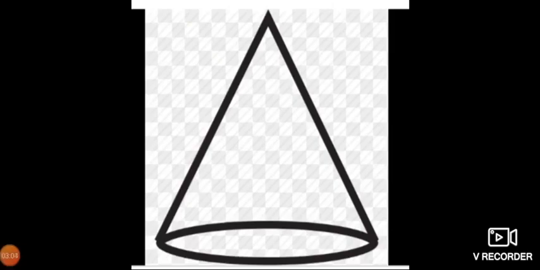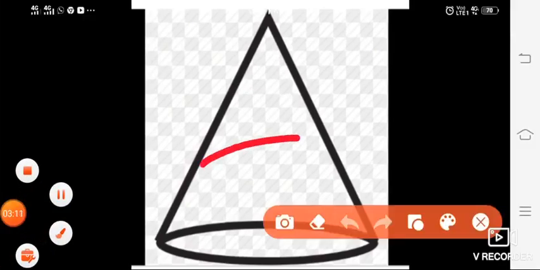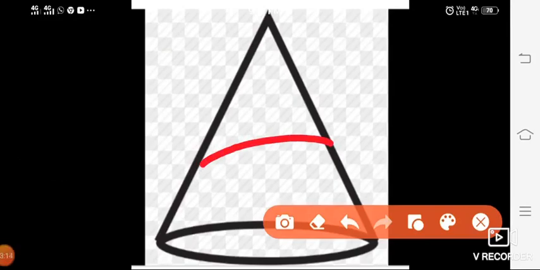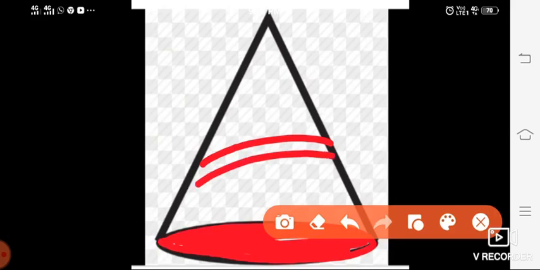So a cone has one curved face. Okay, so see here, this is one curved face. Now the next thing, it has one circular flat face. See here, in this way, is it circular? And if I color it, then is it flat? Yes, so this is the second face, that is one circular flat face. So see, a cone has one curved face and one circular flat face.